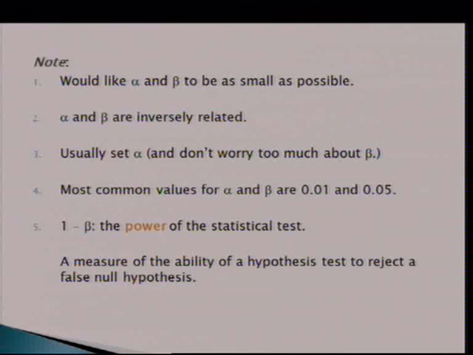So here we have to note some points. We would like alpha and beta to be as small as possible, and since alpha and beta are inversely related, we will concentrate on alpha, we will not concentrate on beta. And the most common values for alpha, if not prescribed to us, we can either take 0.01 or 0.05. That is the error that we are committing. Then 1 minus beta is normally known as the power of the statistical test, a measure of the ability of a hypothesis test to reject a false null hypothesis.